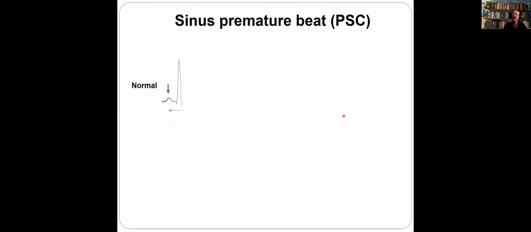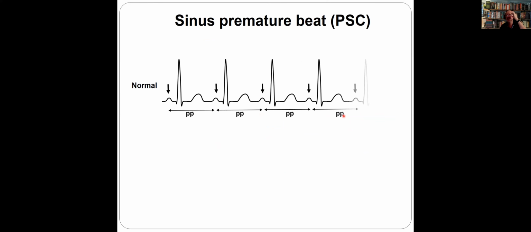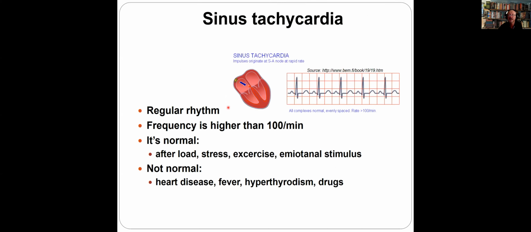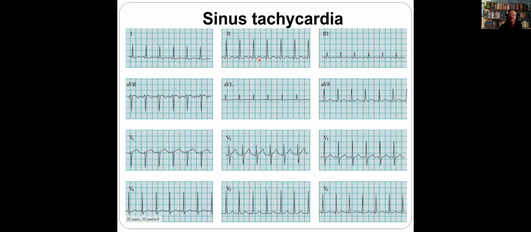Okay, let's see. Sinus premature beat basically means that you have an early coming beat and the morphology of the P wave within one lead is identical to the sinus beat. Fine, that we can figure out easily. Sinus tachycardia is very simple. We always have a P wave in front of the QRS. However, the rate of the P and the QRS is higher than 100 per minute, such as here, for example.